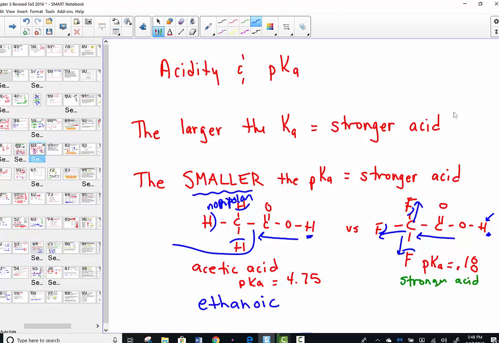This pKa is actually 0.18, where the pKa for acetic acid is 4.75. The stronger acid has a smaller pKa. The stronger acid would have a larger Ka, but take the negative log and it turns to a smaller number. Small numbers, strong acid, pKa chart.